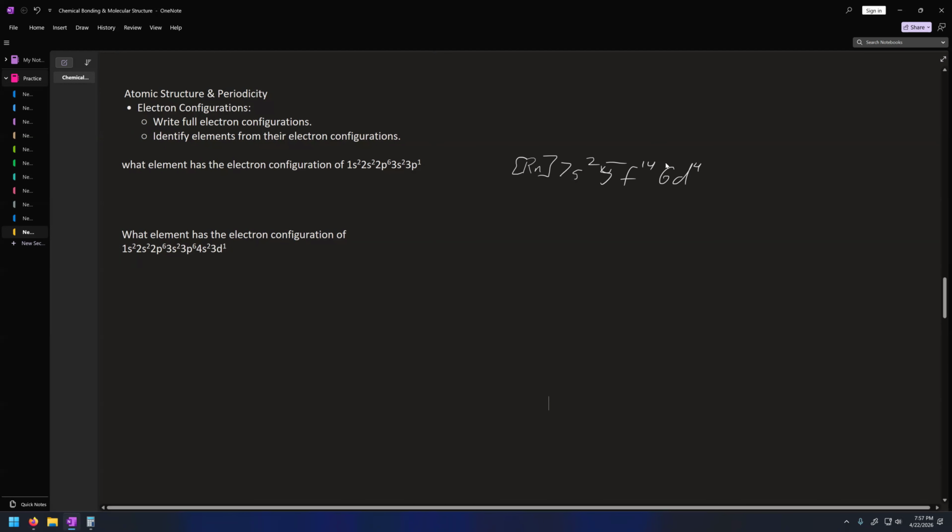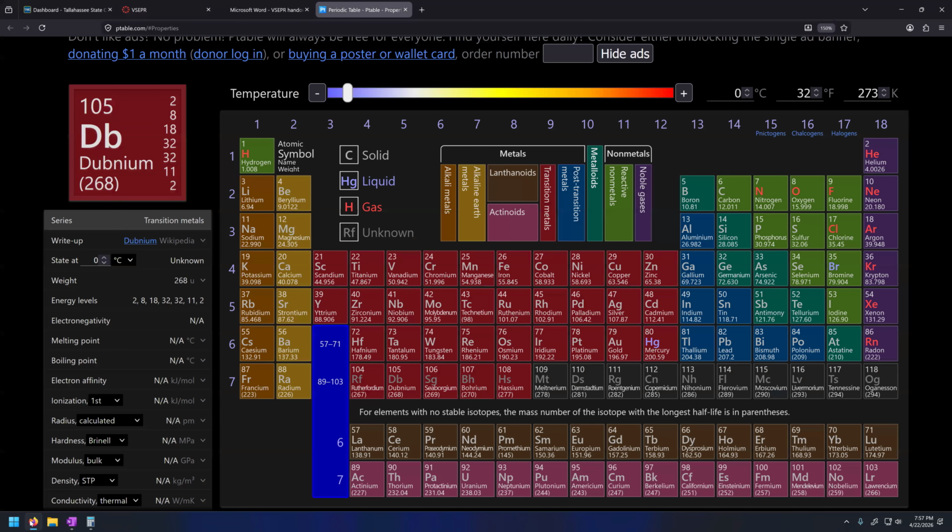Instead, I'm just going to pay attention to 6d4. I look at the periodic table. I see for the 6d electrons, remember, they fill in one row late, and so that's in the 7th row of the periodic table. And I count 4 spaces over. So it's 1, 2, 3, 4. This should be seaborgium here.